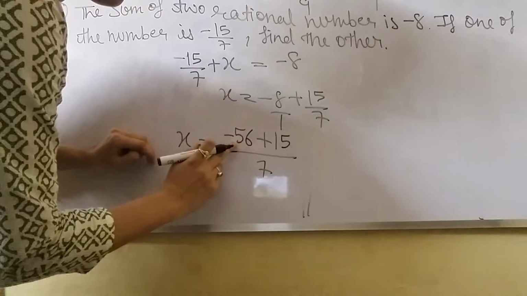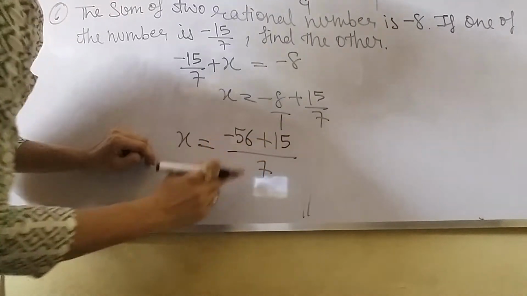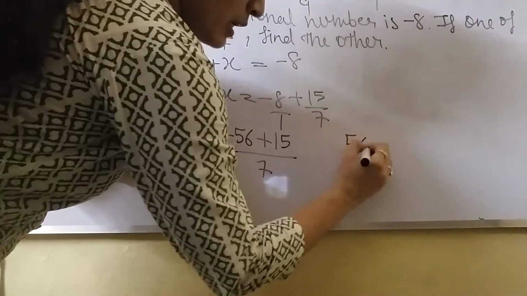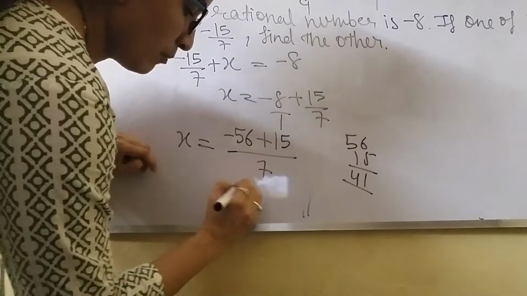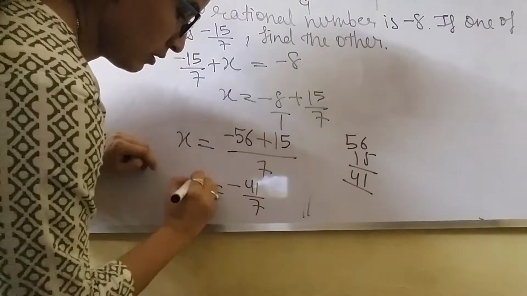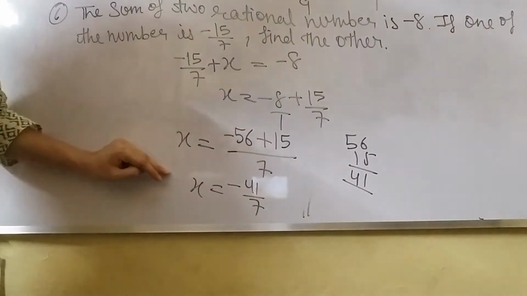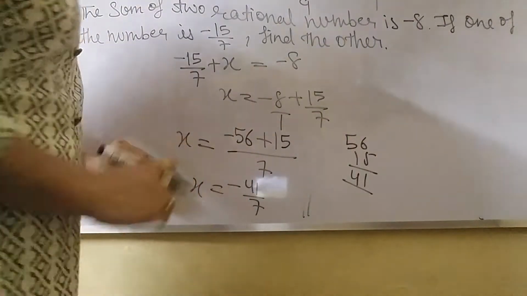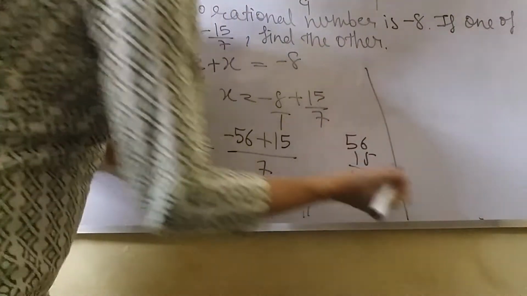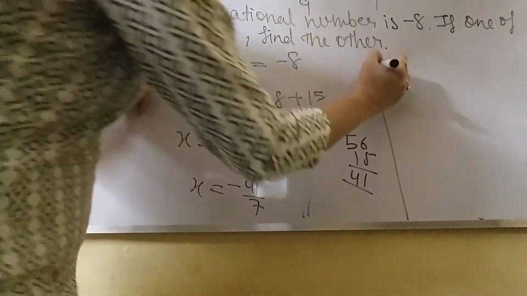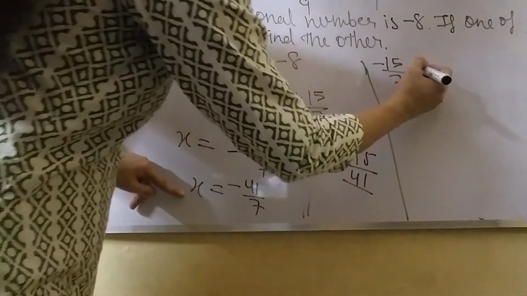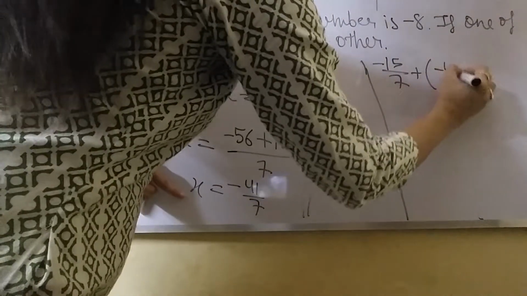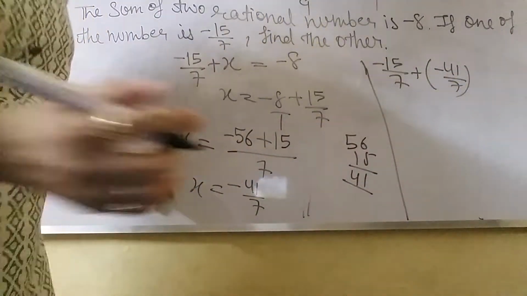Now 15 should be subtracted from 56, so we will get 56 minus 15, it is minus 41 upon 7. So the value of x is minus 41 upon 7, and we can check this by putting this value in our equation, that was minus 15 upon 7 plus minus 41 upon 7, it should be equal to minus 8.